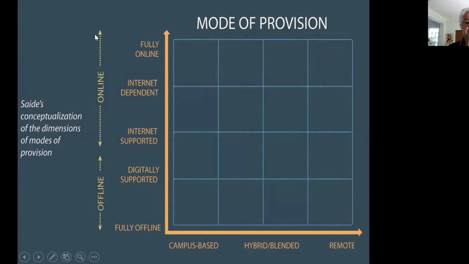Make up online learning. Now, before the pandemic, we were mostly in this bottom left-hand quadrant, campus-based, digitally supported. And then what happened in the pandemic is that we were forced to move diagonally right to the very top right-hand corner of this grid, where, particularly in the early stages of lockdown, it was remote and fully online.